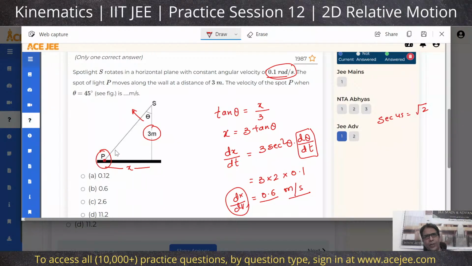And Ruchika, beta, if I were to ask you, or Chavi, beta, if I were to ask you guys, what is the acceleration of the spot P? What would you write, beta? At that instant, when theta is 45, we have figured out the velocity, but what is its acceleration? What will that be? What is the acceleration of spot P?